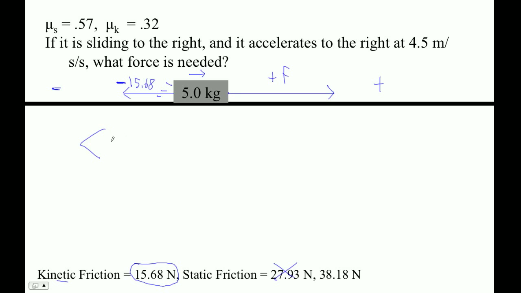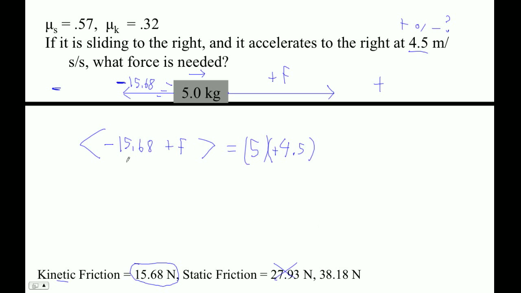So now we set up F equals ma. So we have negative 15.68 plus F equals 5 times, and now we have to decide, is this acceleration positive or negative? Well, it's accelerating to the right and sliding to the right. So if this is negative, the acceleration must be positive, right? Okay. And now we're all set. The force will actually be ma plus the force of friction.